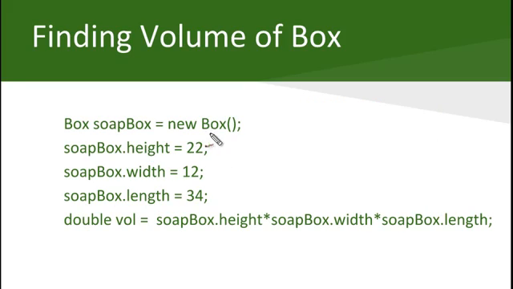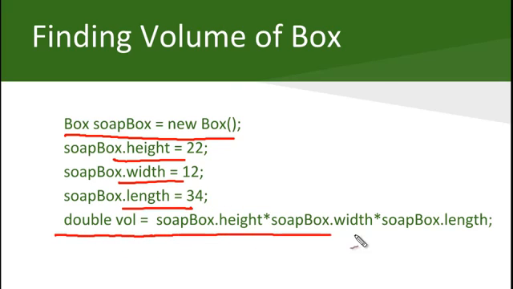Let's have a quick look at an example where we find the volume of the box. This is where we created an object and soapBox is referring to that object. Now we specify the height, width, and length of the soapBox. Once we define them, we multiply those three and find out the volume. Just remember that each instance variable is accessed using the dot operator.